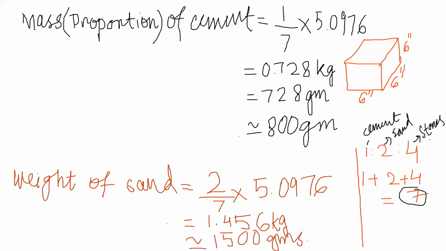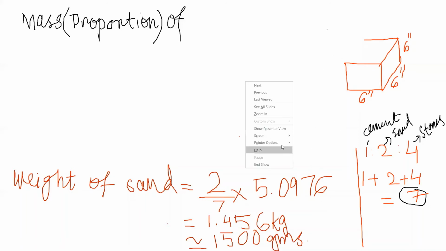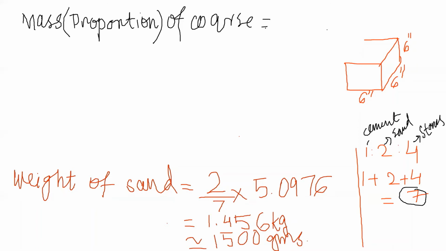Now we have to calculate the amount of weight of stones, crush aggregate or coarse aggregate, you can say. So let me rub this. Obviously, you have done up till now. You must be doing the calculation with me. So what we have to do now, I am taking the pointer and we are going to calculate coarse aggregate. So you can write it yourself. I am doing it with the pointer.